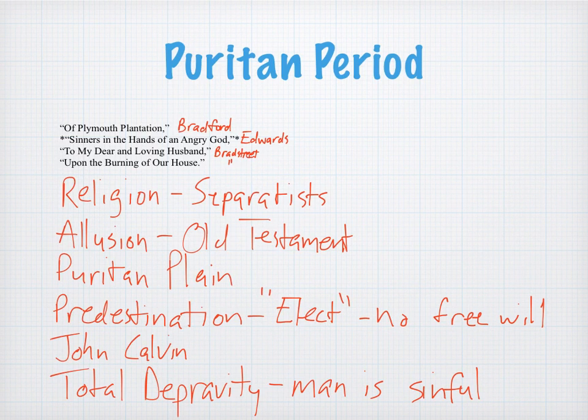So here you go. Of Plymouth Plantation was written by William Bradford. To My Dear and Loving Husband and Upon the Burning of Our House are both written by Anne Bradstreet. Sinners in the Hands of an Angry God is written by Jonathan Edwards.